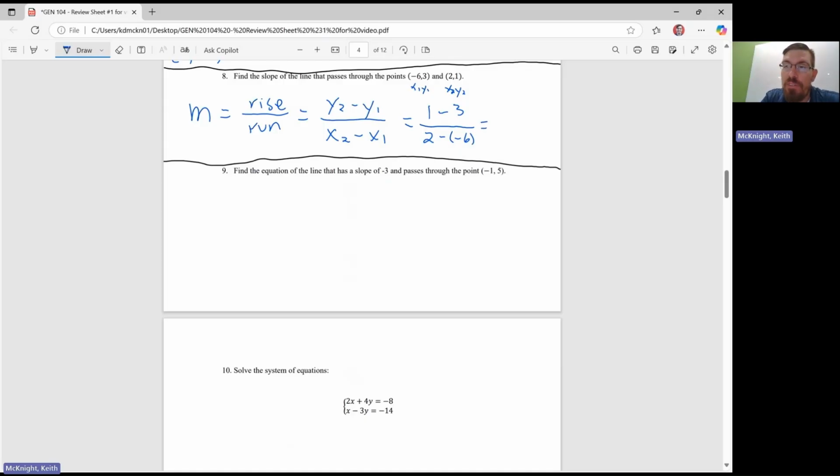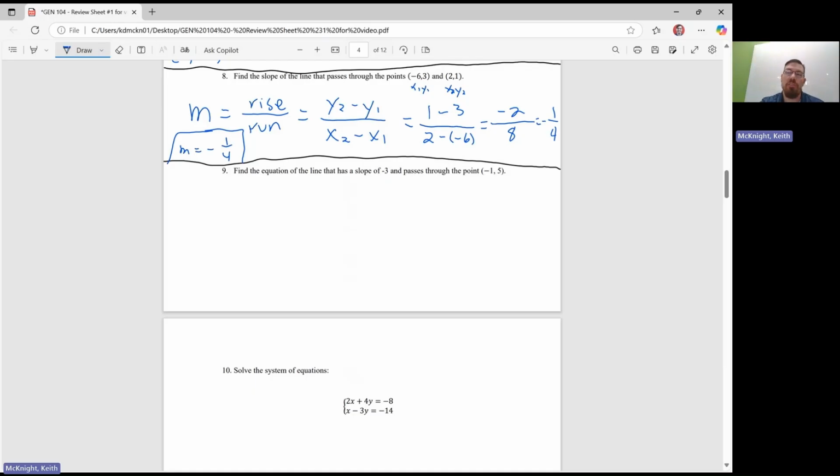Now if we simplify, 1 minus 3 becomes negative 2 on the top. And then on the bottom, 2 minus negative 6 is 2 plus 6, so that becomes 8. So now this is our slope, but we need to simplify it because 2 and 8 are both divisible by 2. So negative 2 over 8 gives us an equivalent answer of negative 1 over 4, which will be our slope. So we have our final answer: slope equals negative 1 over 4. Since that's all it's asked for, that's all we'll do.